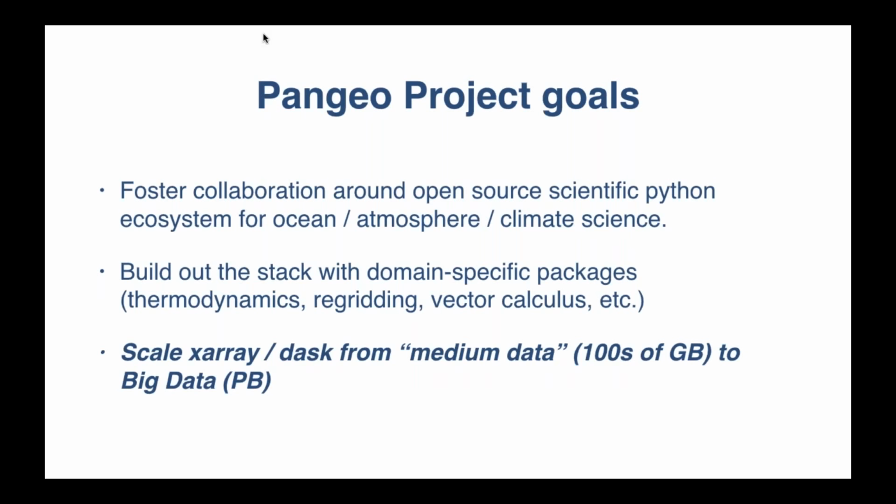So the first one is just to foster collaboration around open source scientific Python for ocean, atmosphere, and climate science. Encourage this ecosystem to develop more. We need to build out the stack of domain-specific packages, so things like thermodynamics, regridding, all the things we need to do in geoscience that they don't need to do in finance, so no one has built a tool for that yet. And what I'm really going to focus on here today, and Matt's talk will talk a lot more about, is we wanted to scale Xarray and Dask from the medium data they were already good at, hundreds of gigabytes perhaps, to big data. We have petabytes of data, and we want to use the same tool to look at it and analyze it.